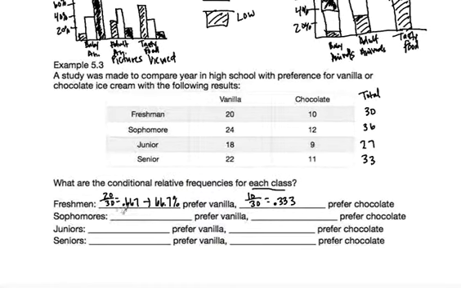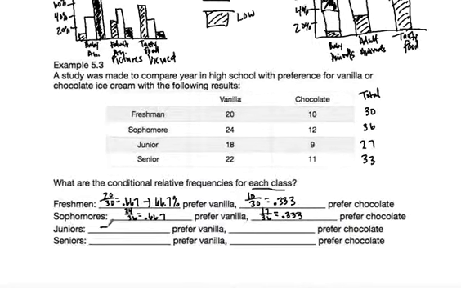All right, sophomores that prefer vanilla. So there were 36 sophomores that were asked. There were 24 that preferred vanilla. So 24 over 36 will give you 0.667. Sophomores that prefer chocolate. There were 36 sophomores that were asked, 12 of them prefer chocolate. So 0.333.